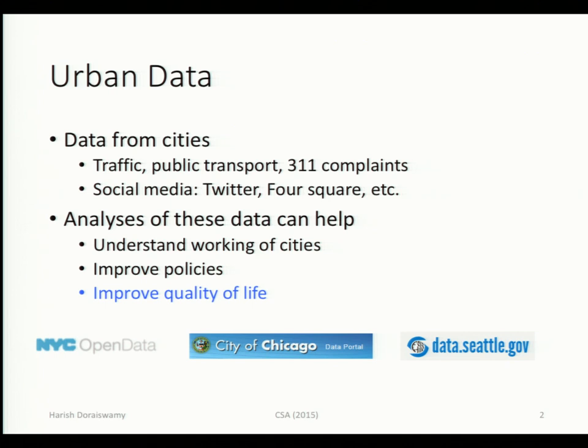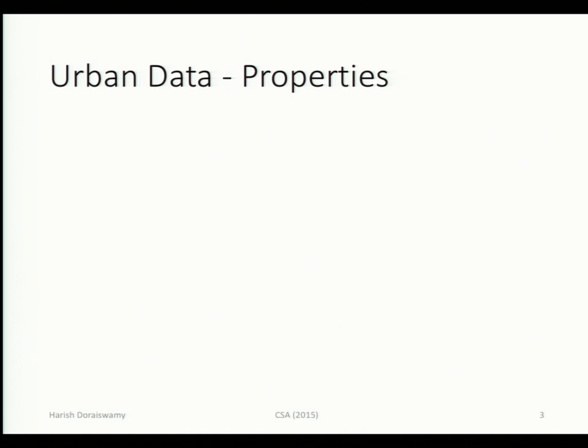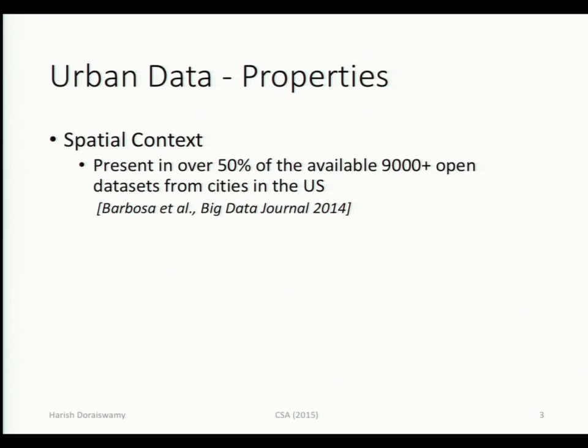Urban data has a particular kind of characteristics, which I wouldn't say is unique, but it focuses on one type. Basically, it has a spatial context. It is from a city, and each city has a different structure and can be divided into different places, so you have data from different parts of the city. There's a lot of spatial context in this. Moreover, in a recent study where we looked at all the urban data sets from the US, we found that over 50% of them have a spatial context.